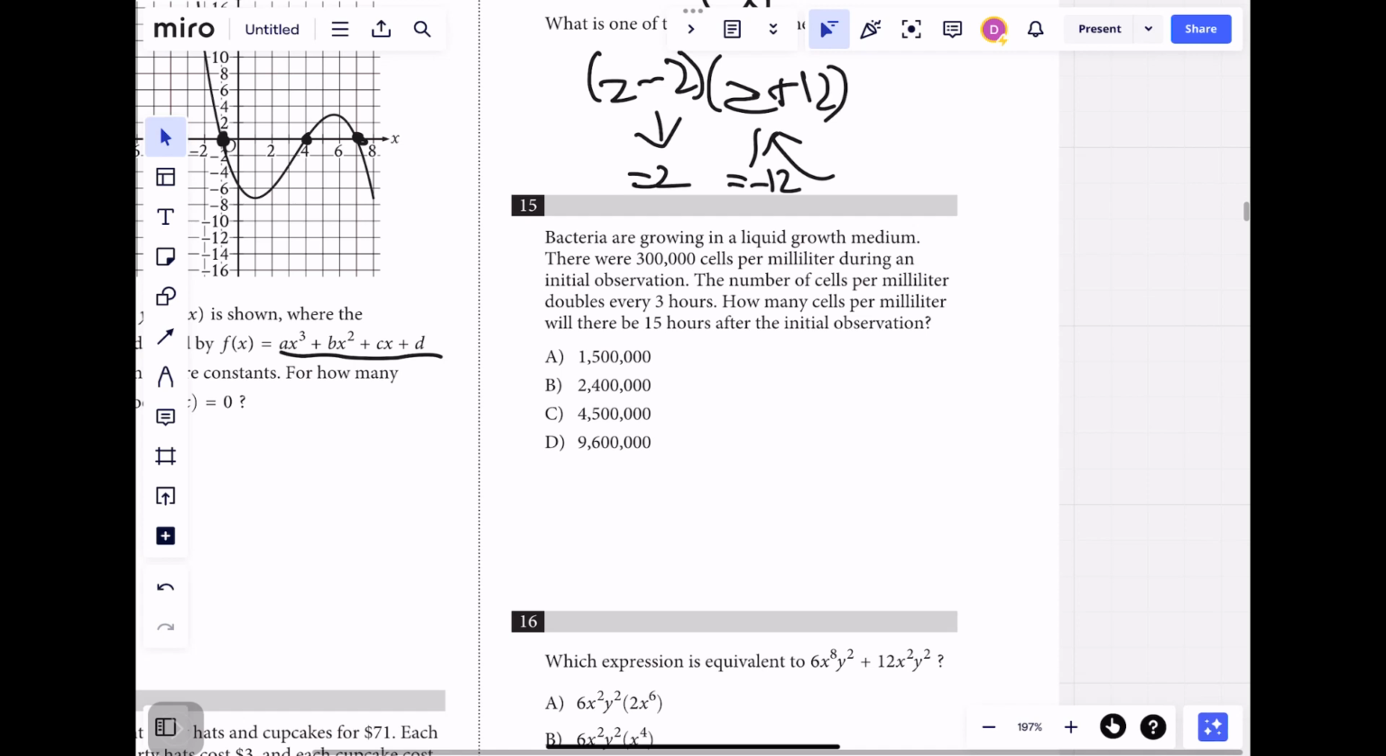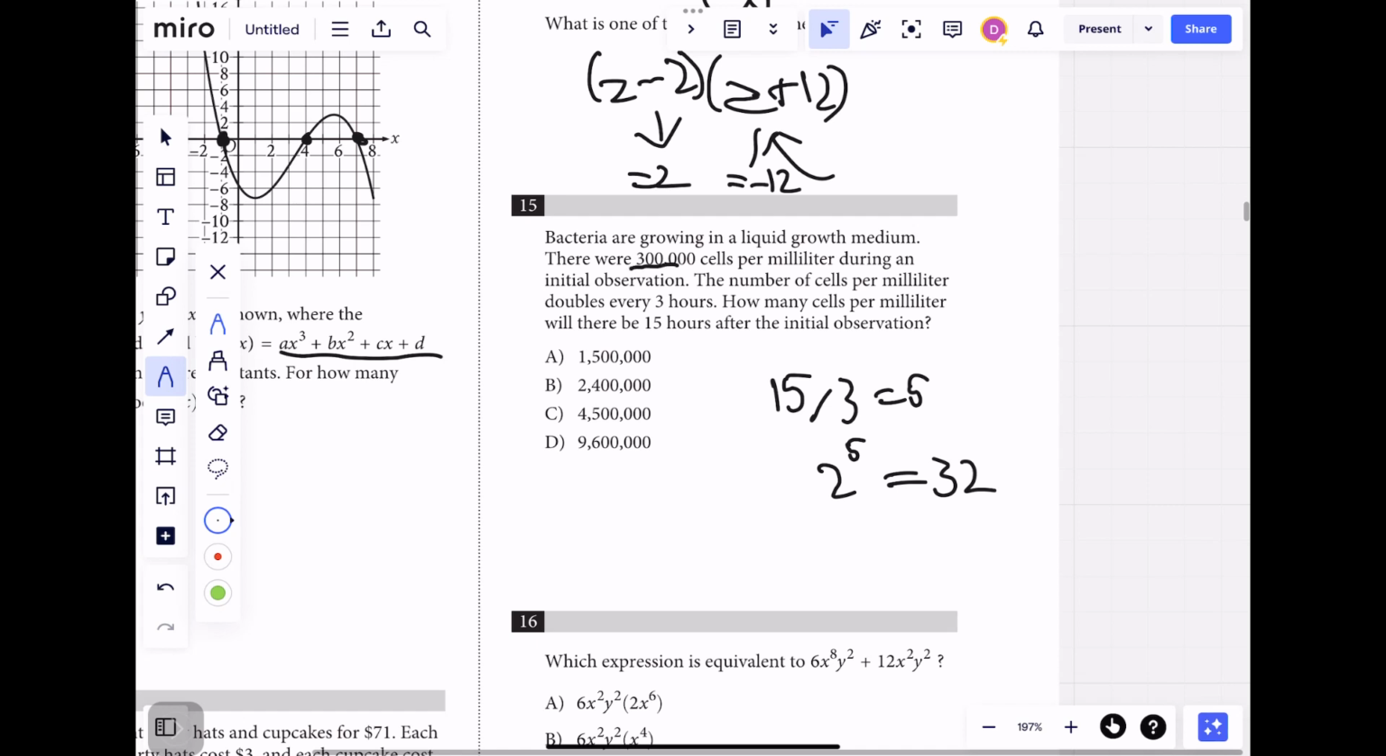So it's saying every 3 hours it doubles, and 15 hours are in the experiment. So 15 divided by 3 is 5. So it's going to double 5 times, which can be written as 2 to the 5th. So 2 to the 5th is going to equal 32. So we multiply 32 by this to find how many cells are going to be in the experiment 15 hours later. And we can just multiply the first two numbers, 3 times 3. The answer is going to start with a 9, and we're left with that one.